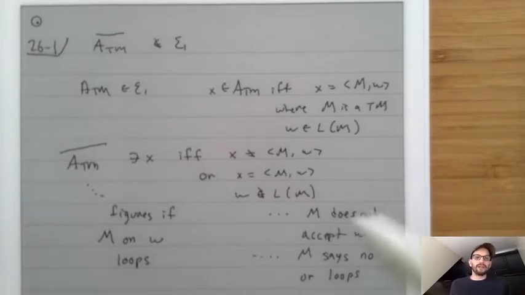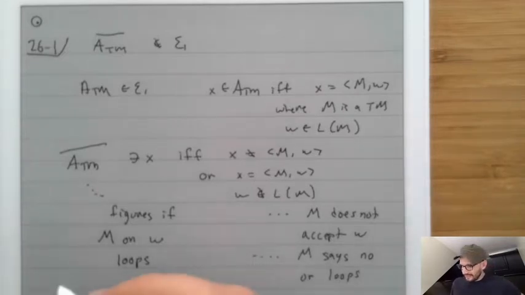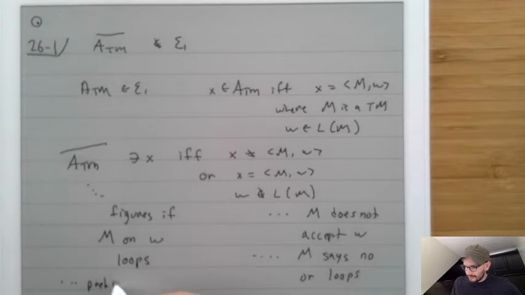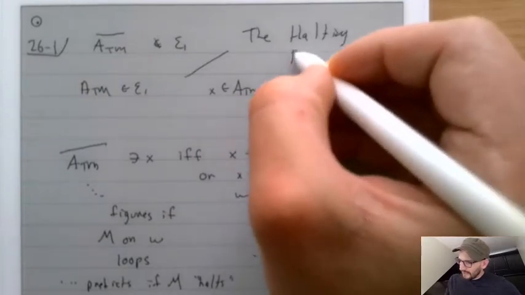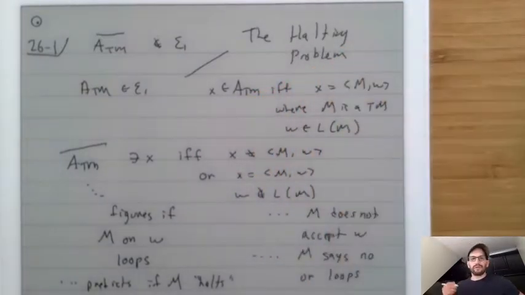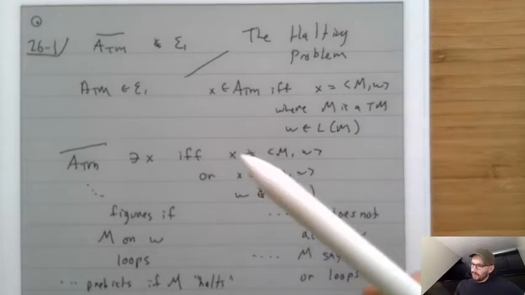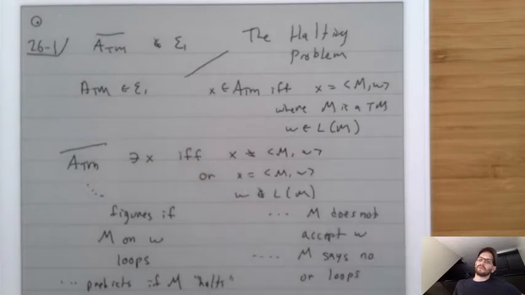It can figure out whether running w on M is going to loop and diverge. I.e., what it does is it predicts if M halts. And therefore, we call this the halting problem. The halting problem is the problem of figuring out if, when you run a program on a given input, that program will eventually halt or not. Now, what we are going to do is prove that this is not inside of sigma 1, meaning that you cannot write a program that will do it. And it's actually kind of trivial to do this.